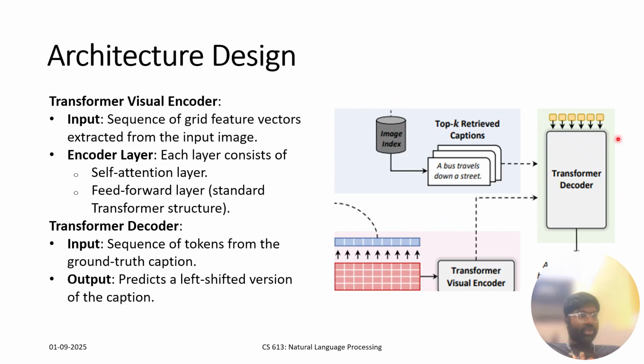The transformer visual encoder takes grid feature vectors from the image as input, and standard transformer layers have self-attention plus feed-forward layers. The transformer decoder takes the sequence of tokens from the ground truth caption and also the top K retrieved captions, and predicts a shifted version of the caption.